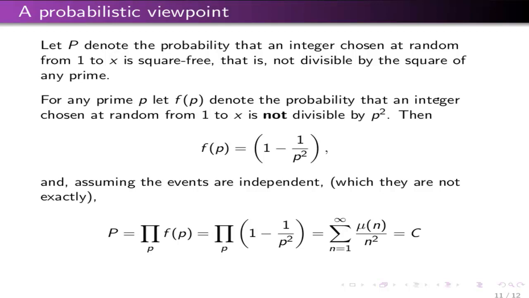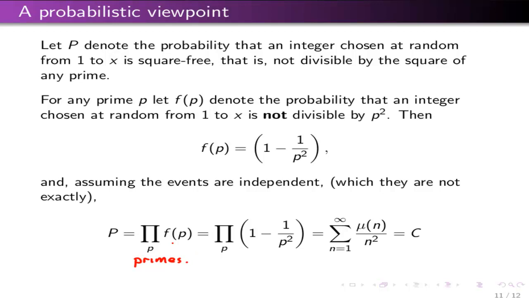Well, what is f of p equal to? 1 out of every p squared integers is divisible by p squared. So the probability that an integer is not divisible by p squared is 1 minus 1 over p squared. So f of p is 1 minus 1 over p squared. And if I assume these events are independent, which they are not exactly, but we're just making a heuristic argument here, the total probability is the product of the probabilities over all primes p. So here p is running through the different primes.